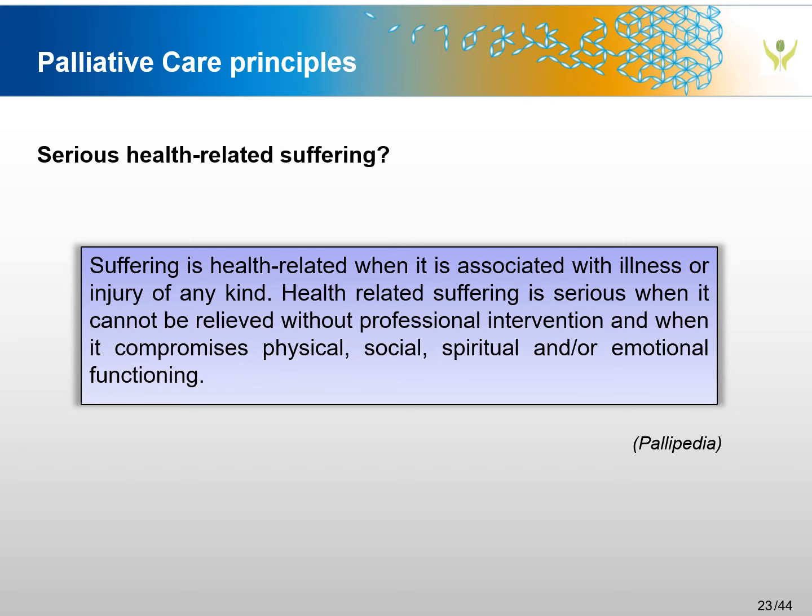Health-related suffering is serious when it cannot be relieved without professional intervention and when it compromises physical, social, spiritual and/or emotional functioning. This means that palliative care addresses physical, social, spiritual and psychological needs of patients and families, and respectively addresses those multidimensional human needs in care planning and giving. In upcoming lessons you will learn in more detail why these dimensions matter, how to address these, and how to provide symptom control, support and care based on complex needs assessment.